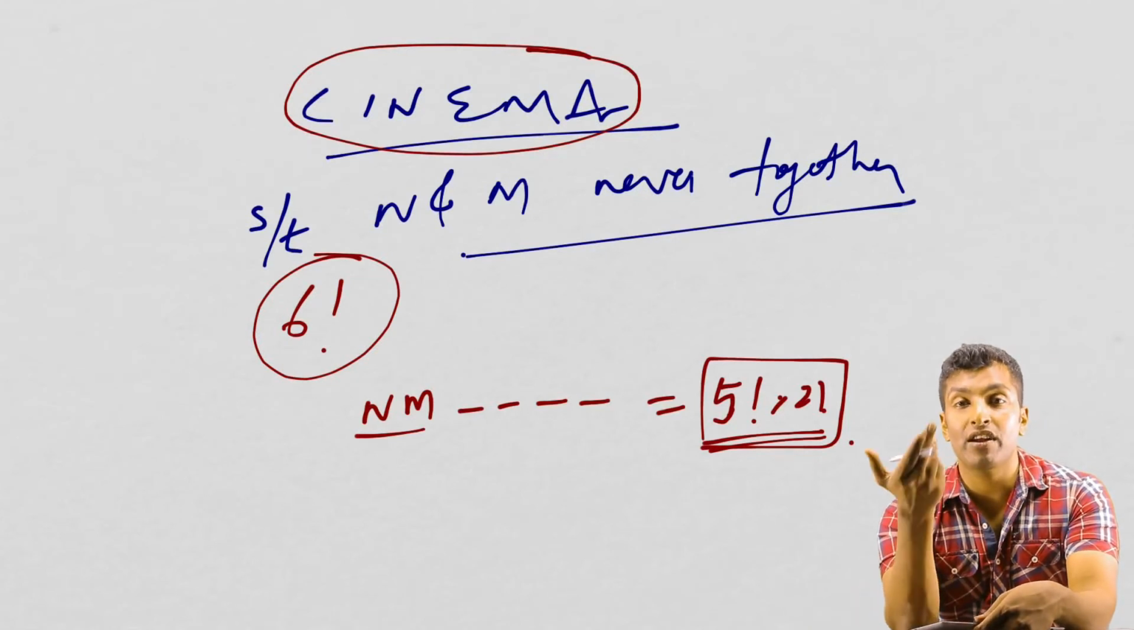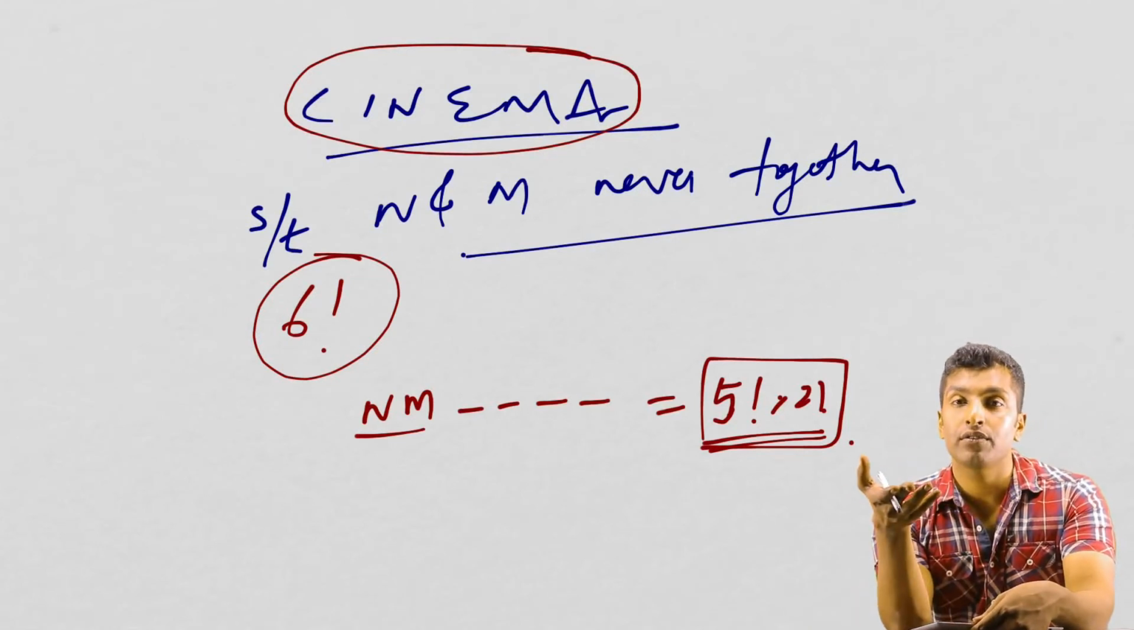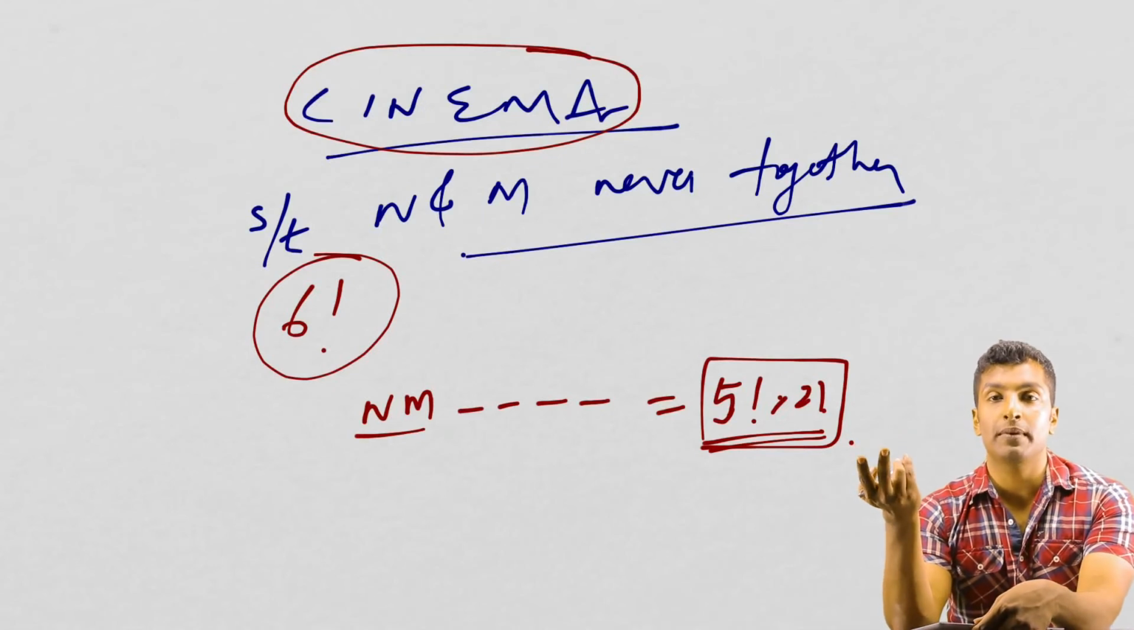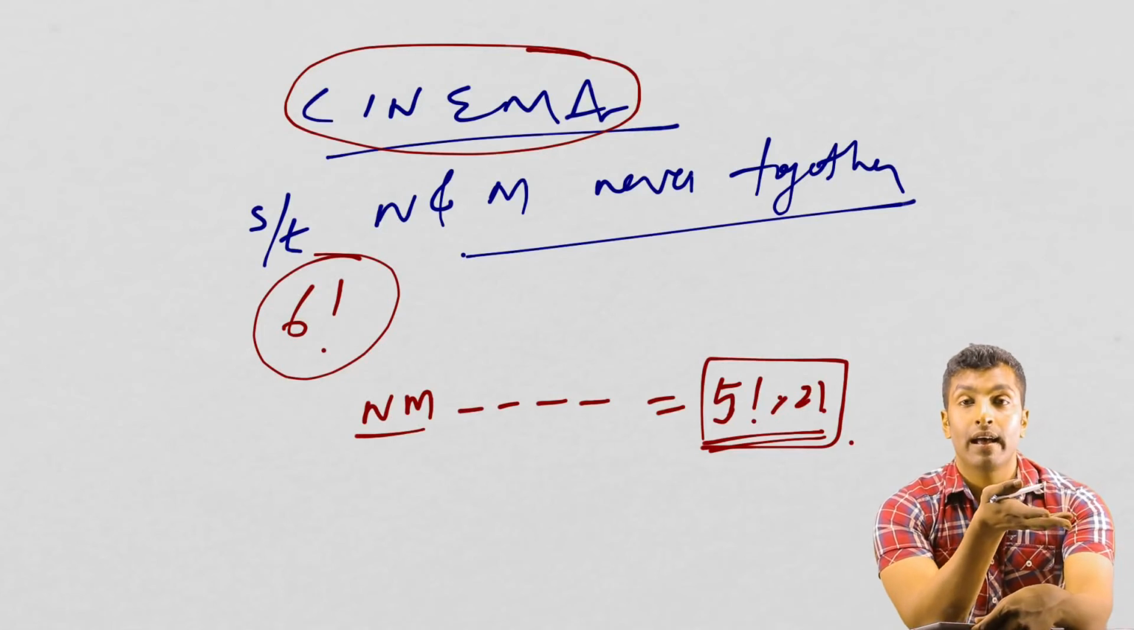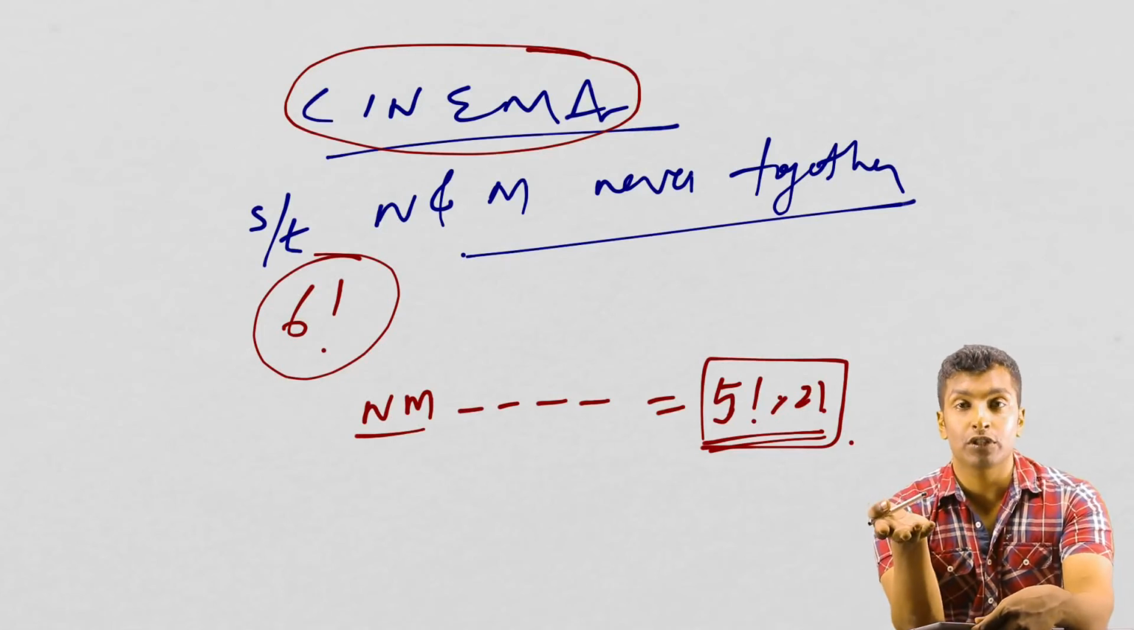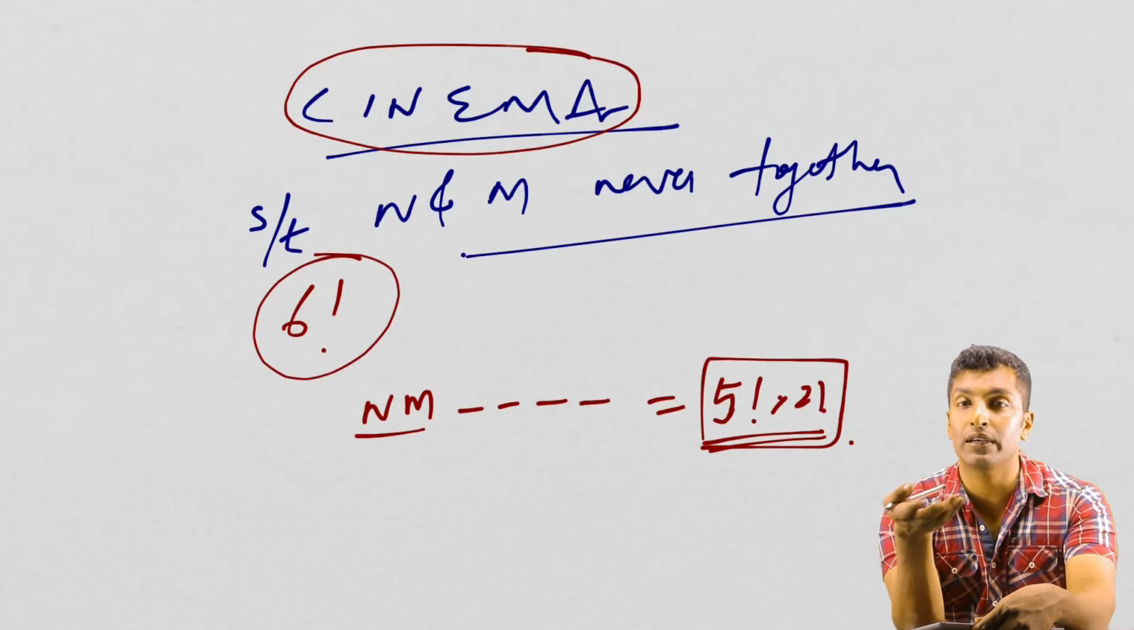So N and M are never together, how many ways? Total minus whenever they are together. So there are only 2 possibilities. Either they are together or they are not together. There is no other possibility. Once we know the total and once we know all the together possibilities, we can easily get the possibilities where they are not together, right?